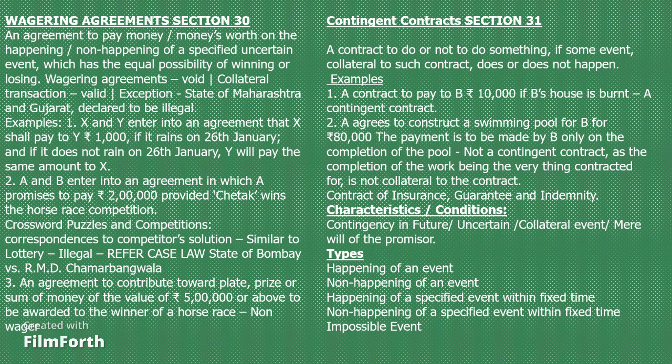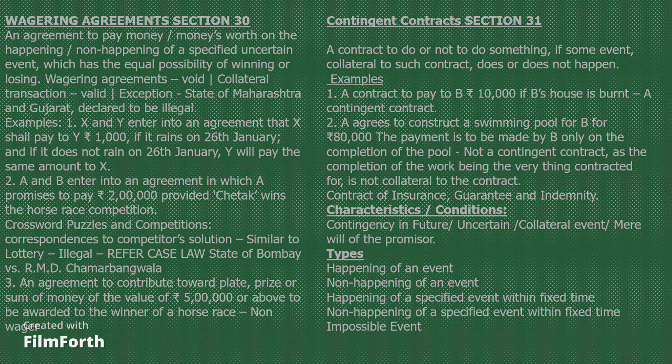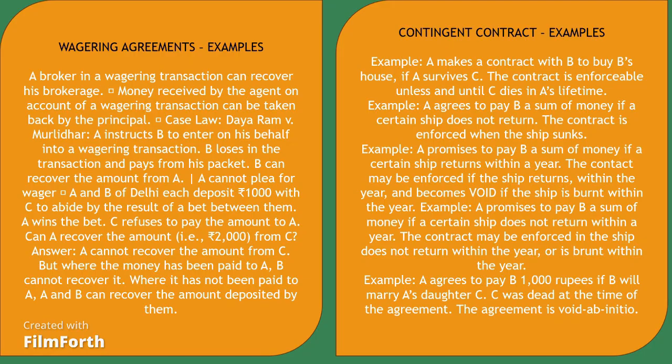Essential features of a contingent contract. It is a contract to do or not to do something. This contract is dependent on happening or non-happening of an event. Such an event is a collateral event, i.e., it is collateral to the contract. That is, the event must not depend upon the mere will of a party. The event is uncertain.